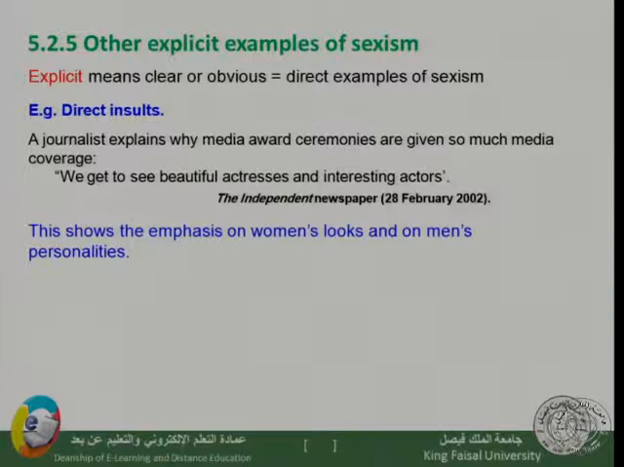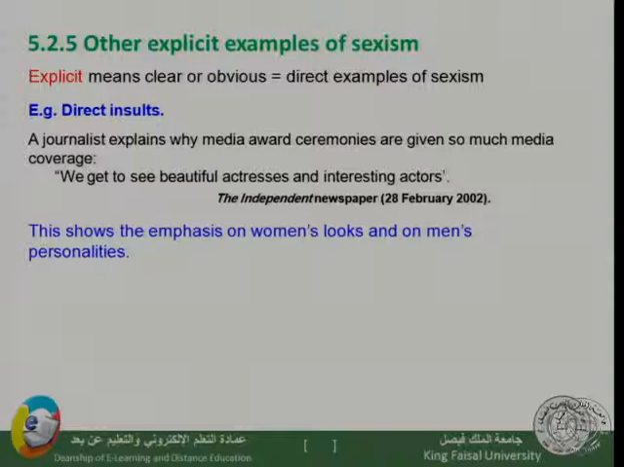Now we could have another example of how sexism is expressed in language. Some of those examples are clear and direct, where the sexism is very clear, where the speaker clearly and obviously indicates support for one gender rather than the other. So what we are discussing here are other explicit examples of sexism, and the word explicit means clear or obvious.